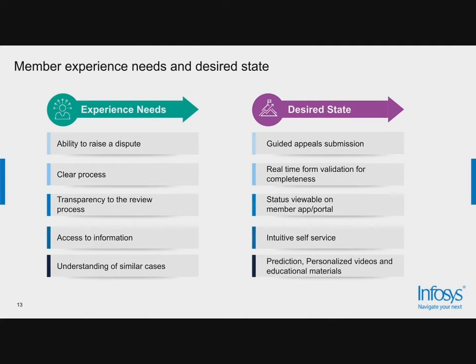clear understanding of the documentation needed to file an appeal, real-time form validations for completeness, ability to verify status and transparency into the review process. That is, status being viewable on the member portal or the member app, and access to information which is easy to understand: the coverage policies, the limitations in those policies, and medical necessity requirements.